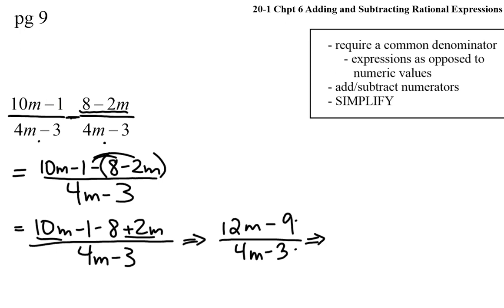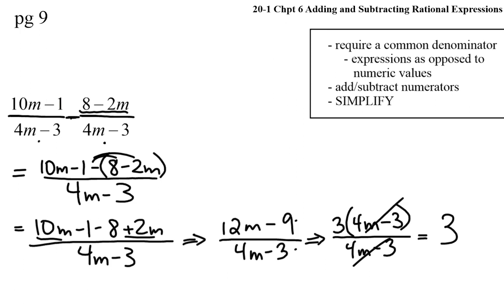Sometimes that might be my final answer, but in this case, I'm really hoping you recognize that your top, your numerator, can be factored, because you can factor out a GCF term of 3, which would leave you with 4m minus 3 over 4m minus 3. So 4m minus 3's cancel out, and that initial subtraction of rationals equals 3.